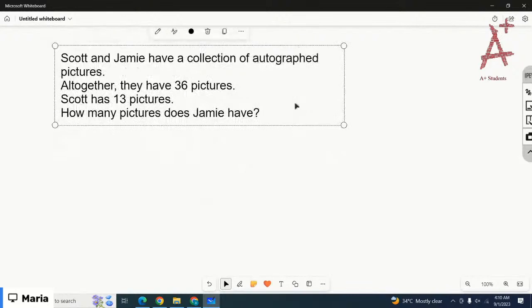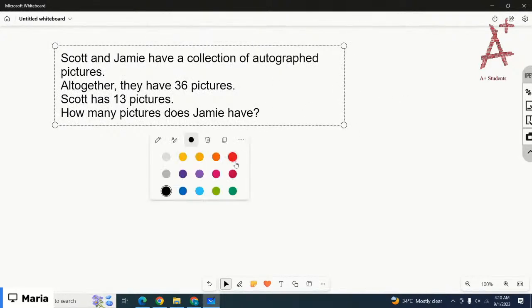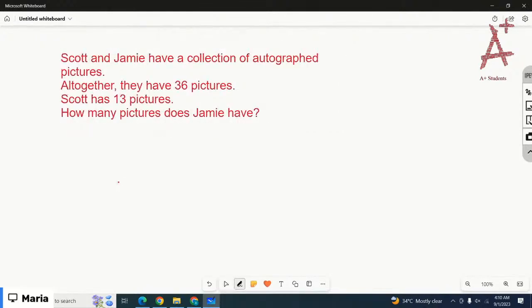Okay, so here is the question. Together they have 36 pictures. So it would be S plus J equals 36 from this line. Altogether they have 36, right?